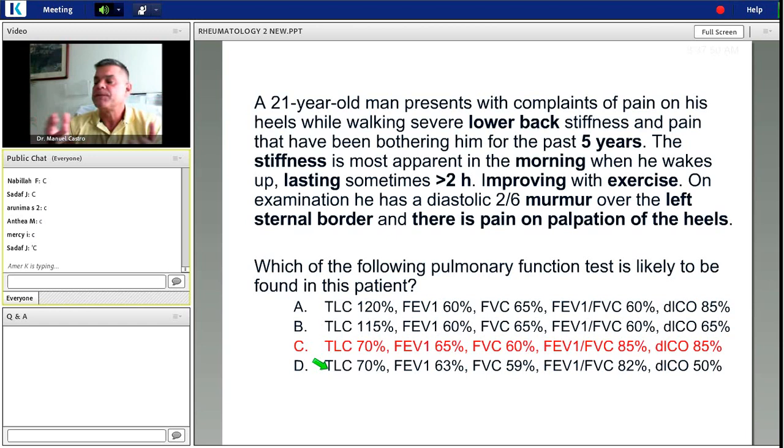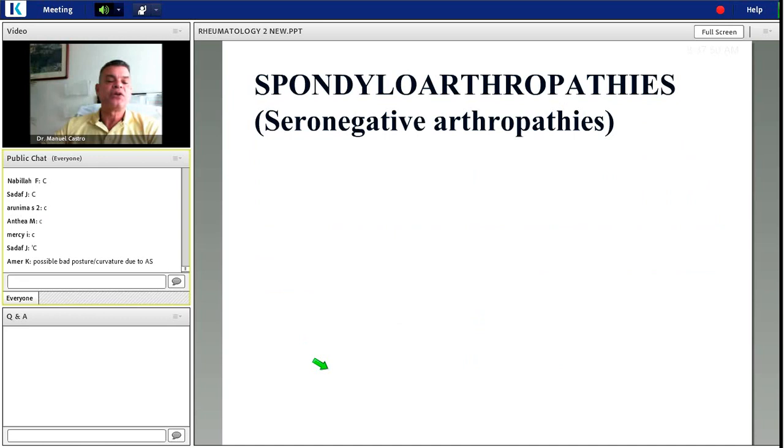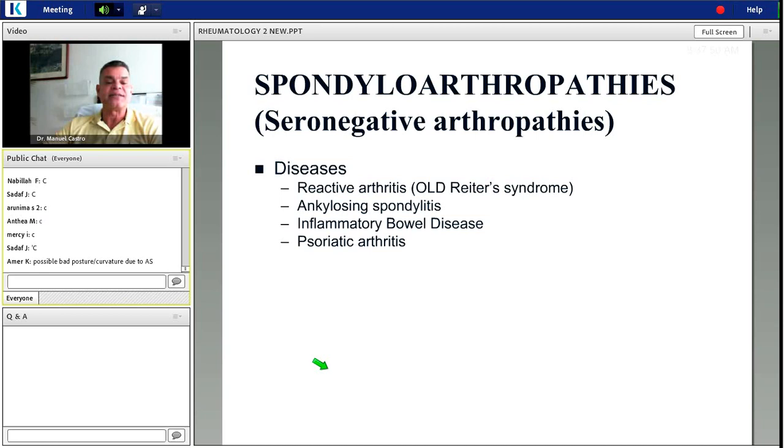Now, let's talk about the spondyloarthropathies. Yes, it's a curvature, and these patients can't take a deep breath and blow out. Spondyloarthropathies are seronegative arthropathies, right? The diseases that I want you to keep in mind: reactive arthritis, the old Reiter's that we used to call it, ankylosing spondylitis, inflammatory bowel disease, and psoriatic arthritis. These are going to be very easy, okay?